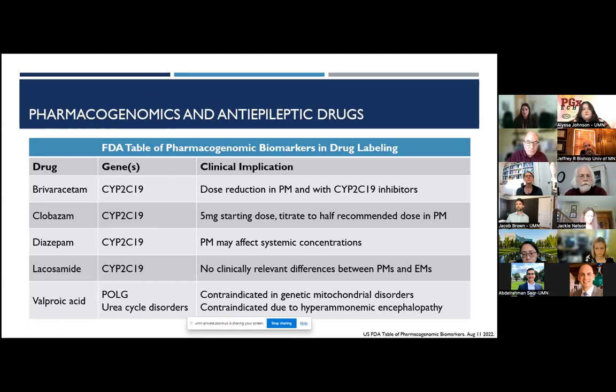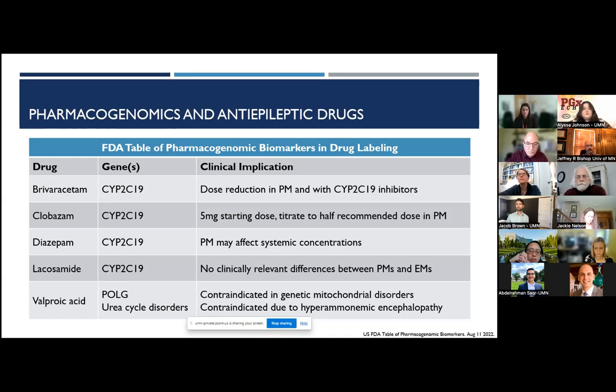The drugs shown here are included in the FDA's table, and for the first one, brivaracetam or Briviact, blood levels can be increased by anywhere from 22 to 42%, depending on if the patient has one or two mutated alleles for CYP2C19. So for CYP2C19 poor metabolizers, or even patients who are using inhibitors of CYP2C19, a dose reduction is likely recommended to avoid any serious side effects.